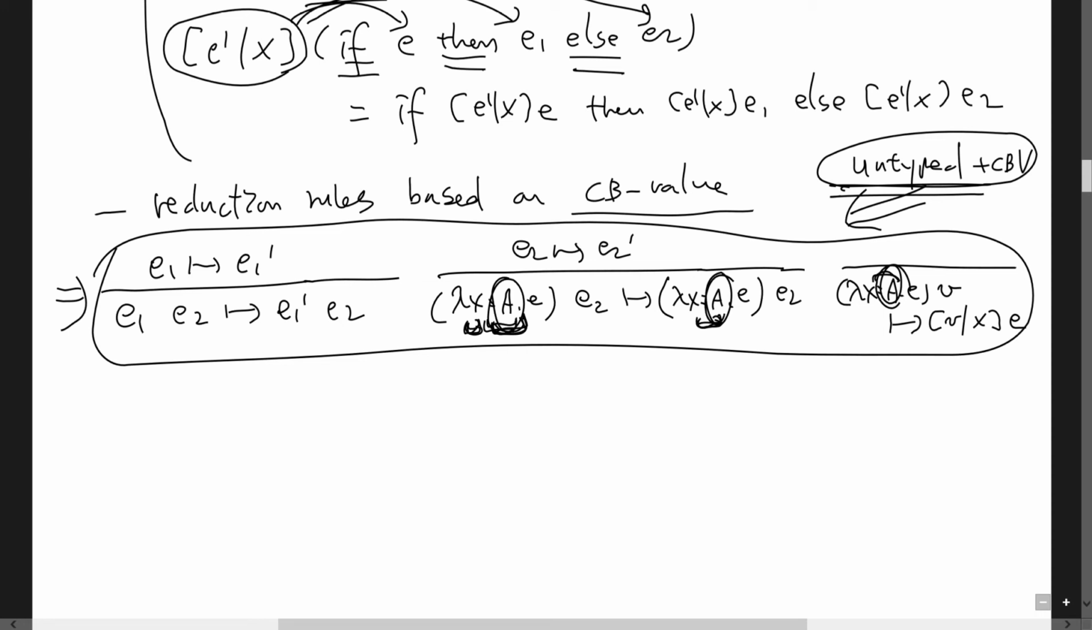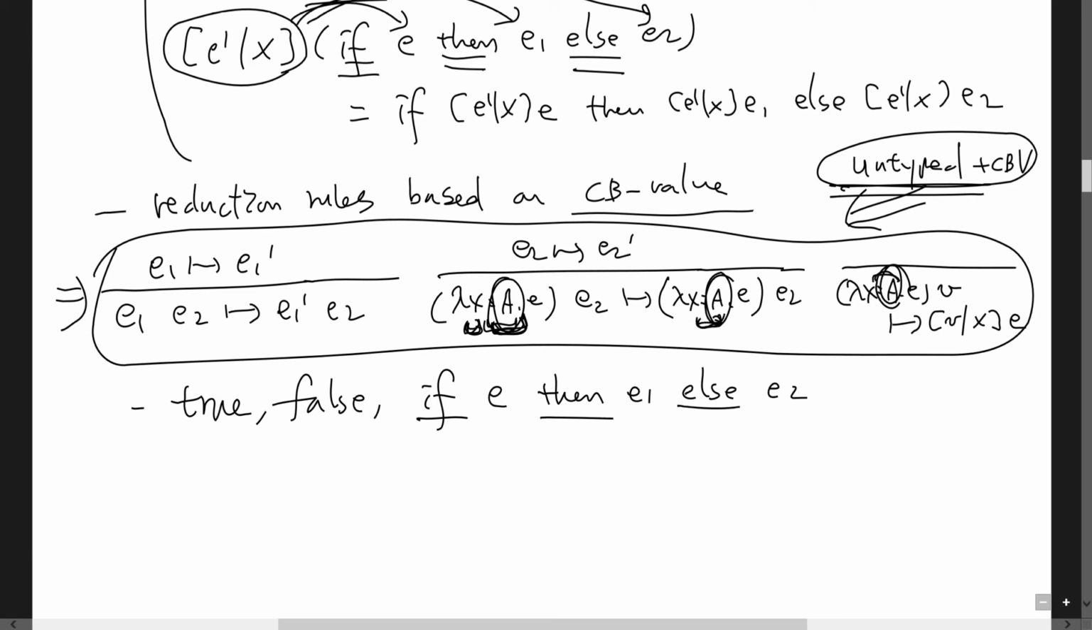Now, let's think about the reduction rules for the three forms of expression: true, false, and the conditional expression, if E then E1 else E2. First, there's nothing we can do about true and false because they are counted as values. So there are no reduction rules for true and false. And what about this one?